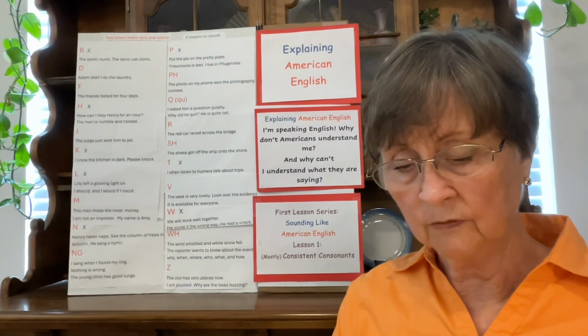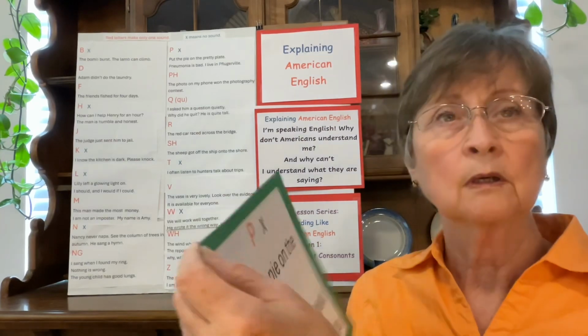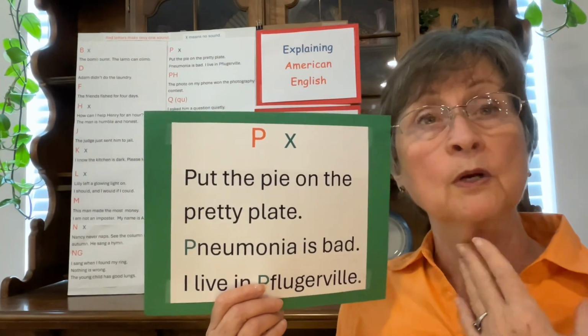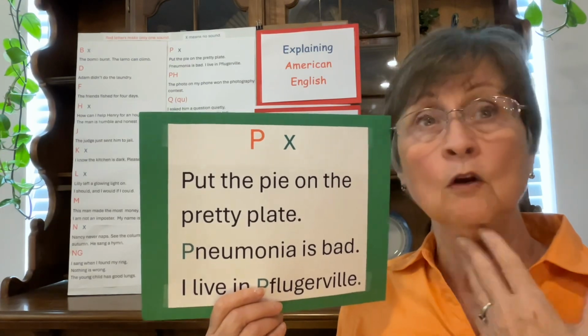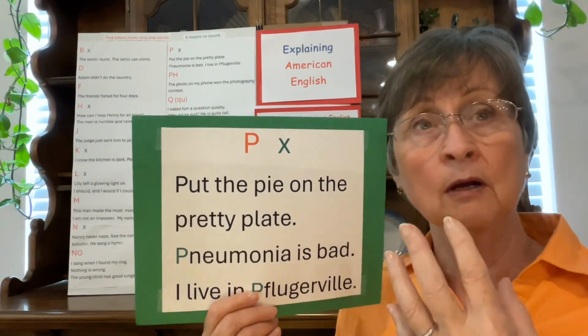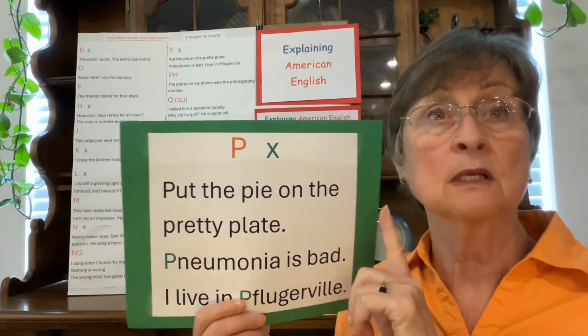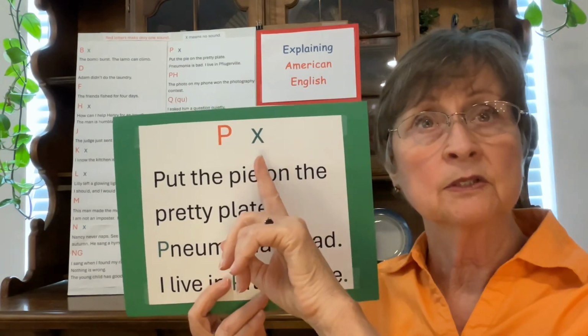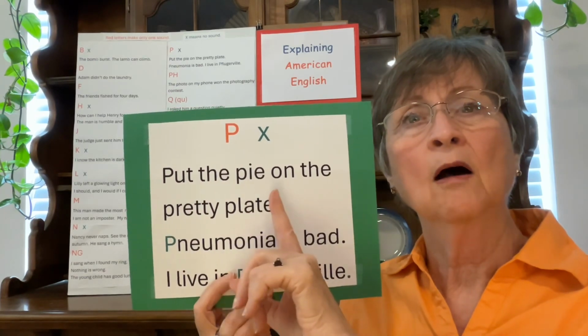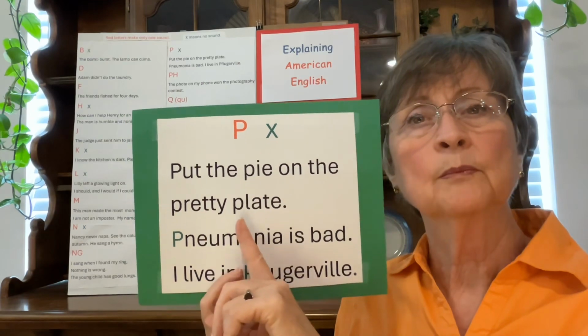Letter P is very similar to B. You form it the same way, but no vibration. It's voiceless, no voice. Just p. Only air comes out, and the popping sound is the letter P. Sometimes it is silent. Put the pie on the pretty plate.